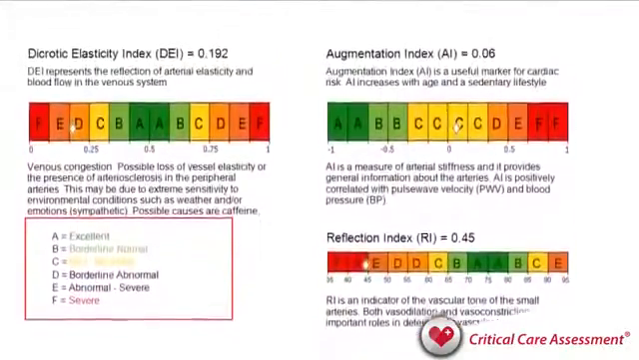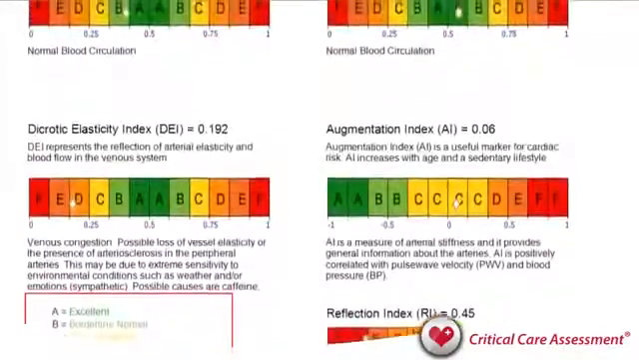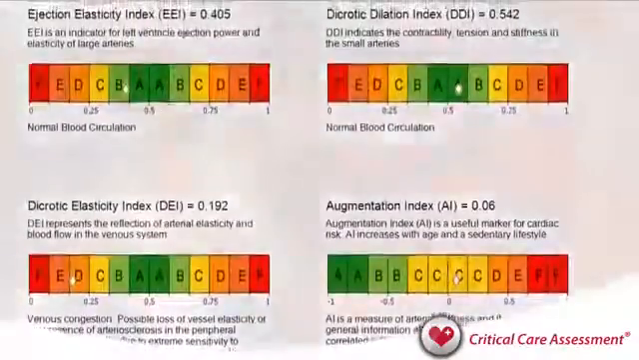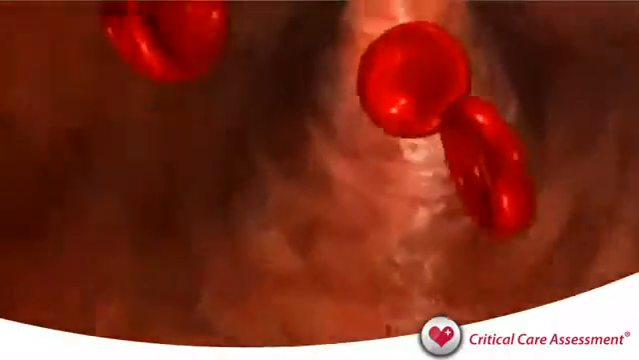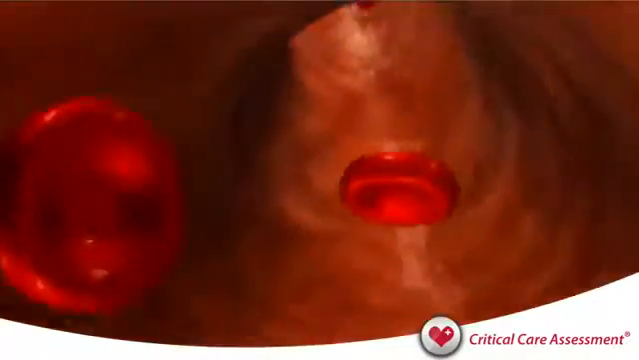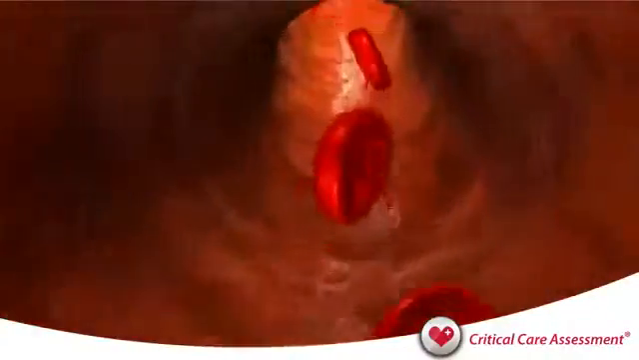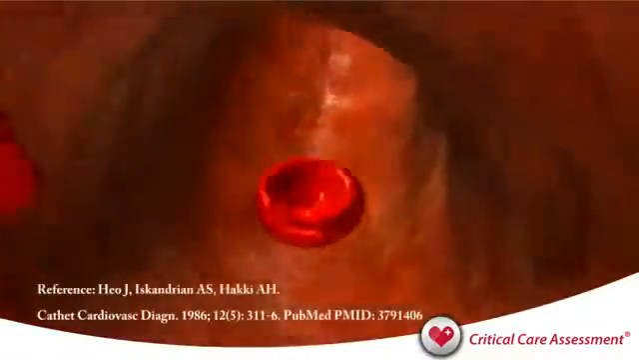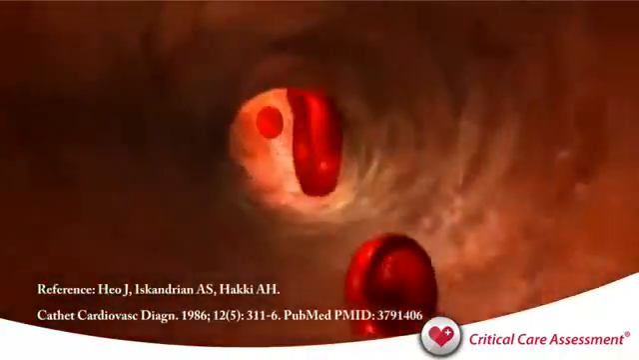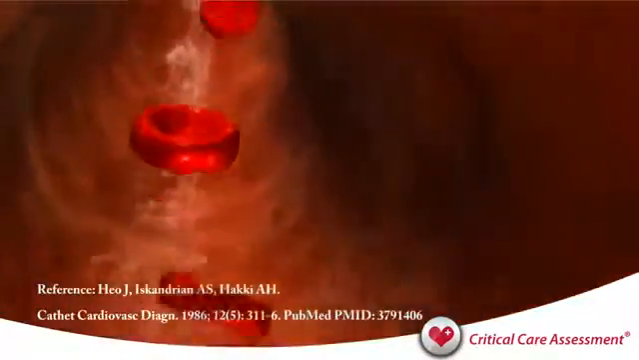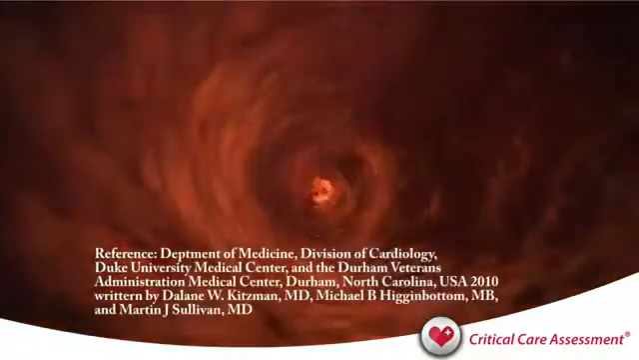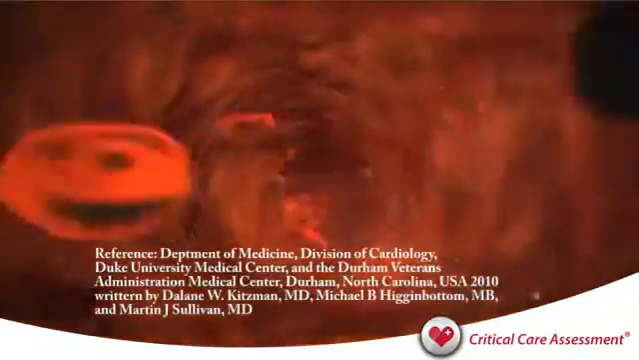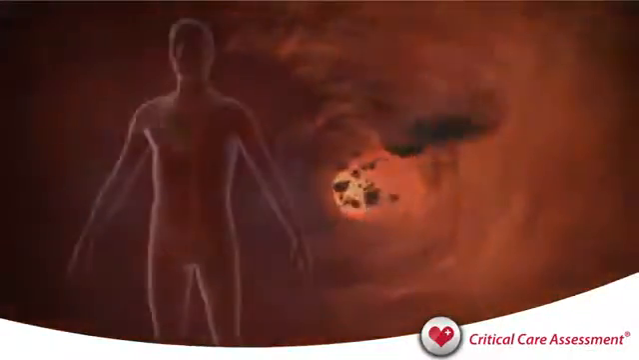In addition, pulse wave velocity assesses the reflection of arterial elasticity and blood flow in the venous system, the contractility, tension and stiffness in the small arteries, and provides an indicator for left ventricle ejection power and elasticity of large arteries. There is a significant relation between left ventricular diastolic function and exercise tolerance in patients with left ventricular dysfunction, and exercise intolerance in patients with heart failure and preserved left ventricular systolic function.